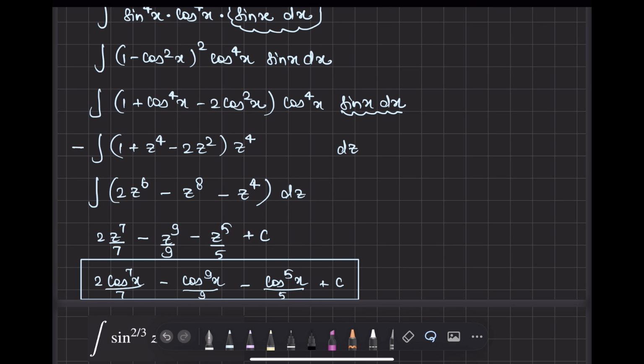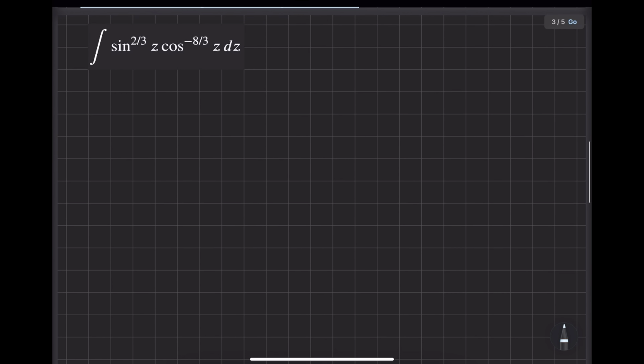Okay, I hope you got the approach, and hopefully you can apply it when it is required. Now look at the next question. So look at this idea. Here we have studied that if sine will take odd power, I will consider cos as z. If cos will take odd power, I will take sine as z, but it is not falling in case number 1 and case number 2.